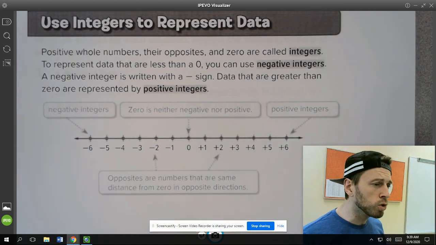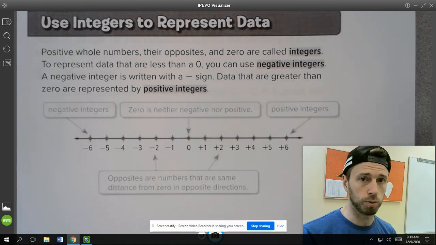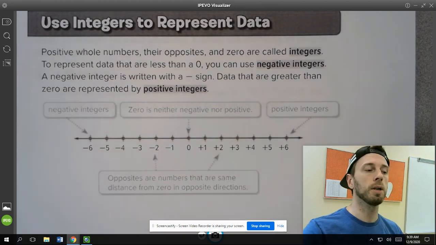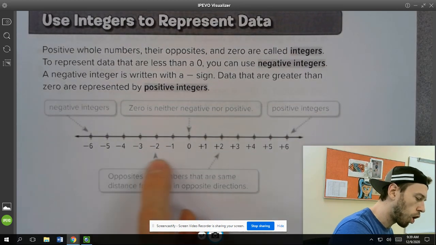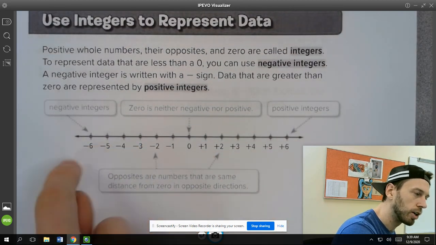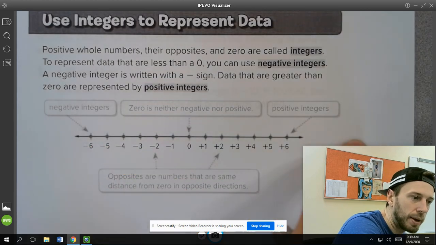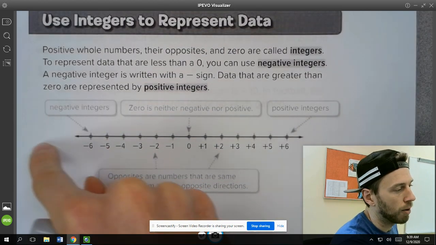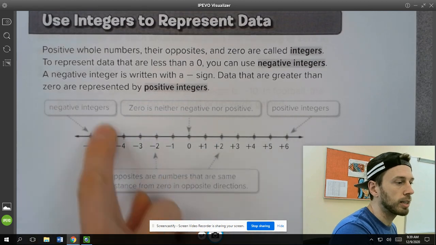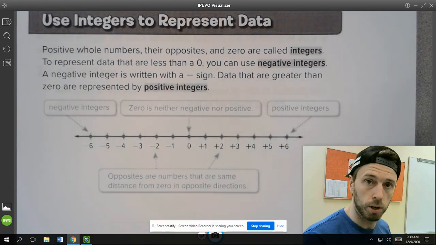So once we have this concept of what an integer is, we're going to move into where to place them on a number line and how to do that. These are integers, these types of numbers here. And obviously, numbers go up infinitely. They also go down infinitely, right? But these are the types of numbers we're talking about. They look like whole numbers.